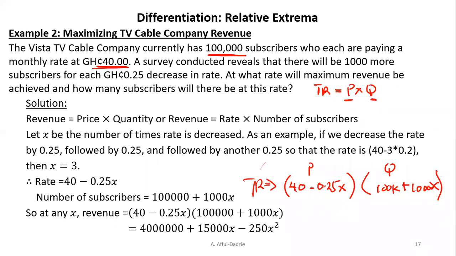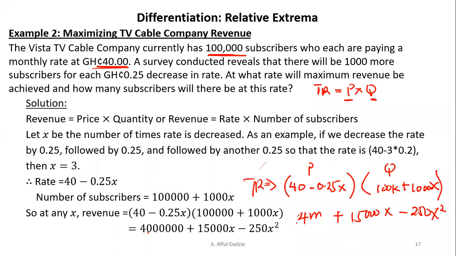You take 40 multiplied by 100,000, and you take again the 40 to multiply the 1,000x. And then you do 0.25x times 100k, and then 0.25x times 1,000x, and that should give us this. When you expand it, I think this is 4 million, right? So this is 4 million plus 15,000x minus 250x squared.